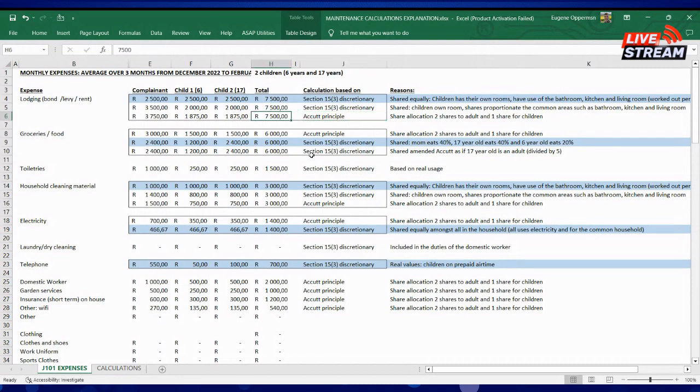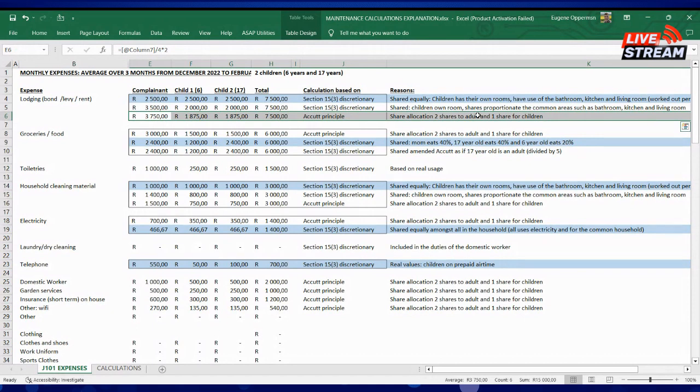So we've got 7,500 Rand as an expense, as a lodging expense. That could be rent or it could be a bond payment. So how the Akut principle allocates that is we count the amount of people in the house. There are 3 people in the house. It's mom and the 2 children. And then we allocate the shares: 2 shares for the mom, and then 1 share per minor child. So what we do there is we divide the whole amount by 4. That would mean that the mother pays 3,750 Rand, and then each child's contribution is 1,875 Rand. That is according to the Akut principle.